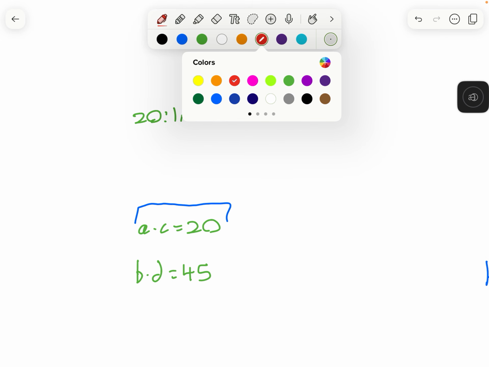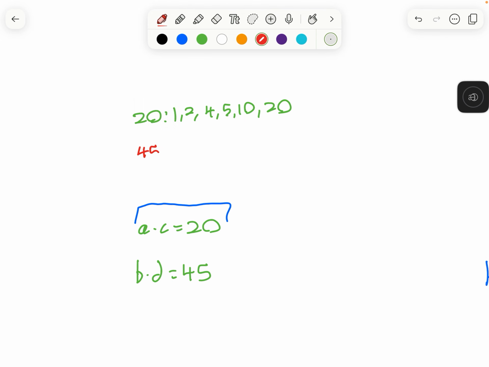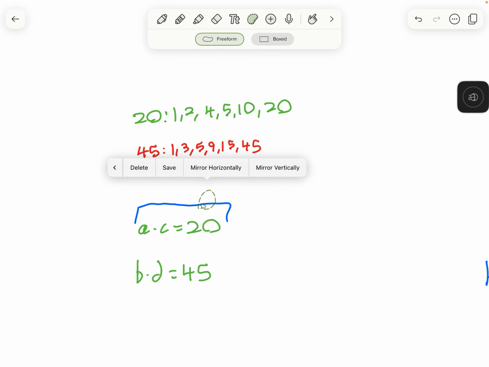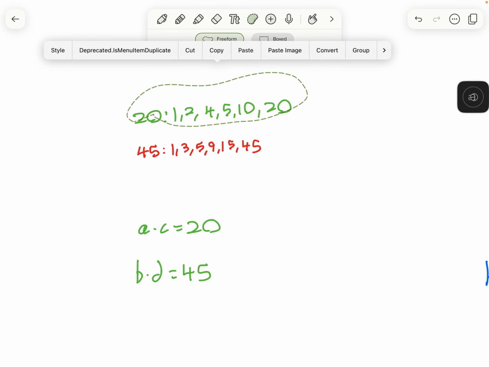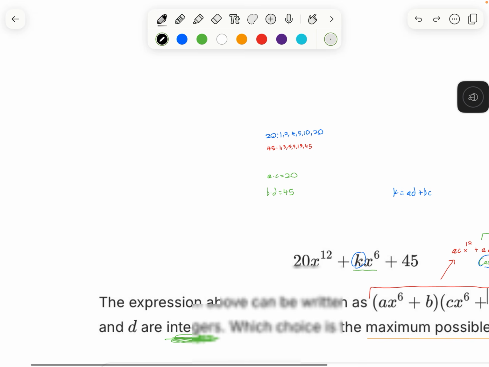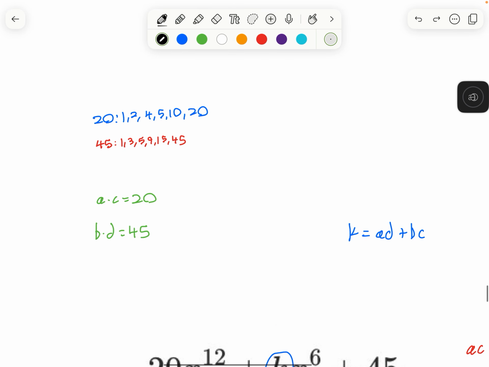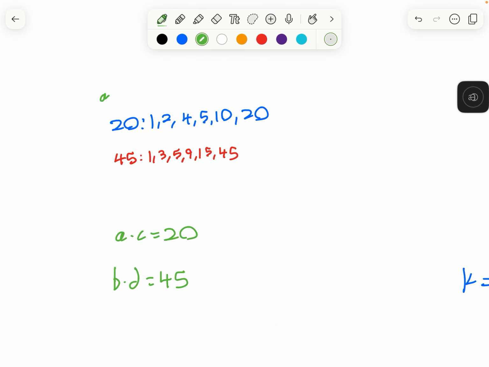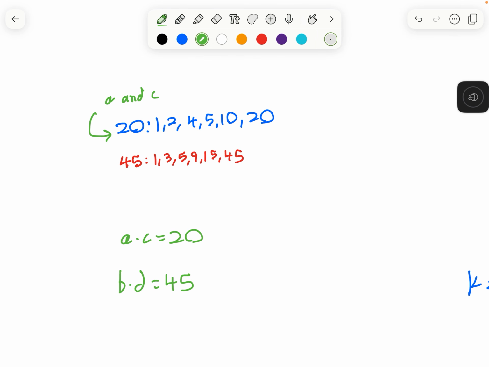Same logic. What are the factors of 45? Well, you have 1, 3, 5, 9, 15, and 45. So those are the factors of both of those numbers. And actually, what I'll do is use a different color for this one, so it's easier. But those are the different factors. So now you'll notice that A and C are factors of 20, whereas B and D are both factors of 45.